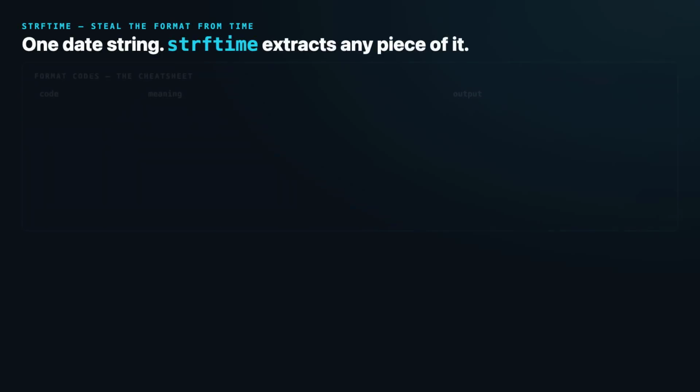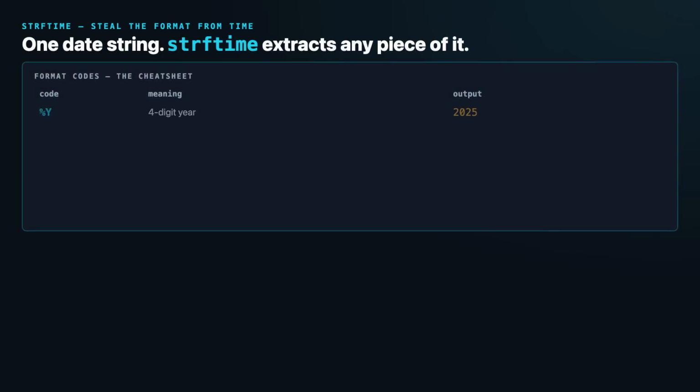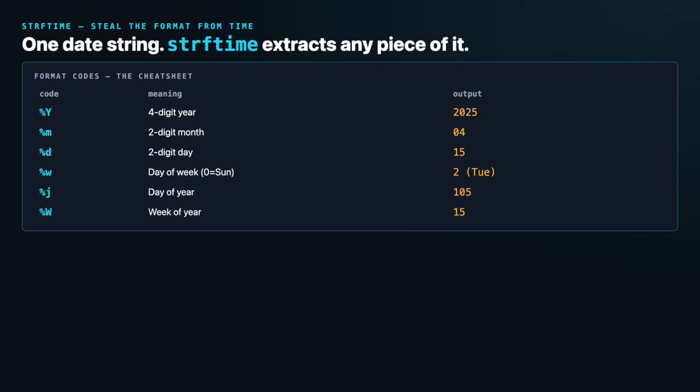A date in the database is just a string of characters. The 15th of April 2025. Strftime is a string parser plus a calendar engine. Feed it a format code, get back a piece of the date. Six format codes cover almost every report.